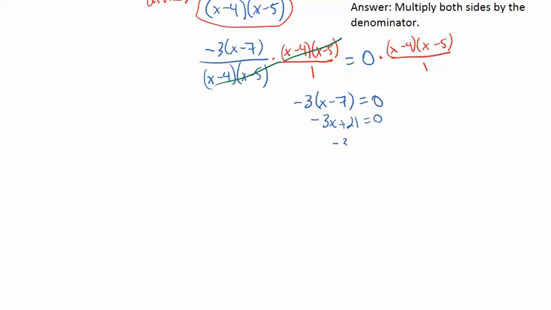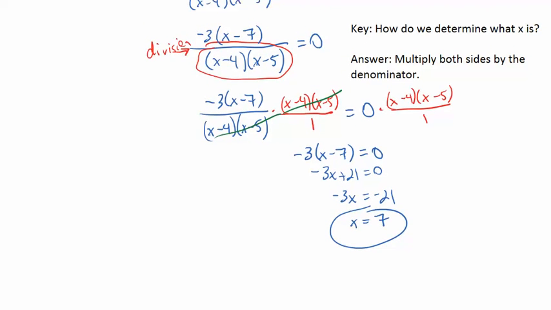And now subtract 21 from both sides. Divide by negative 3, and we see that x equals 7. Okay, so x is 7, and we finished solving this equation.